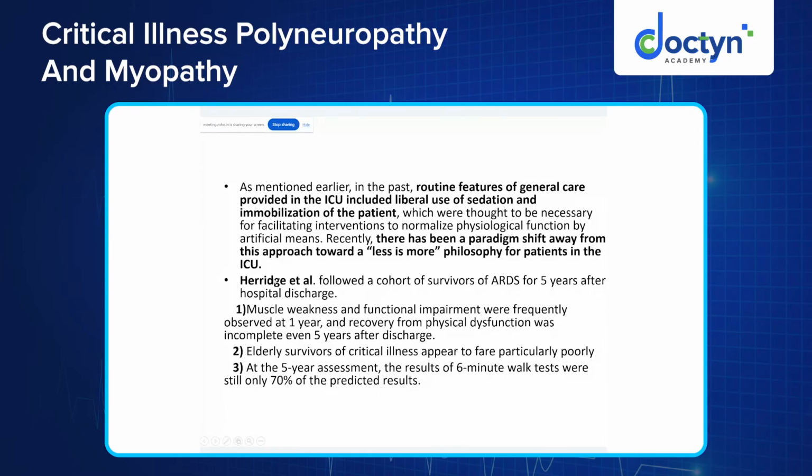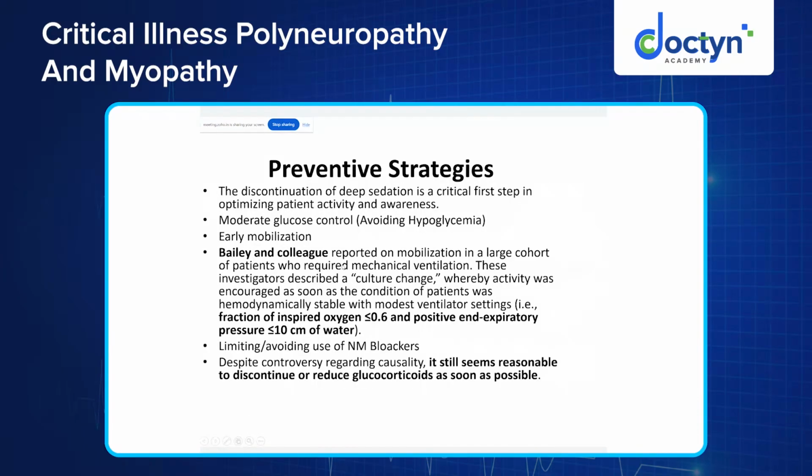There was a study for a cohort of survivors of acute respiratory distress syndrome for 5 years after the hospital discharge. So muscle weakness and functional impairment were frequently observed at period of 1 year, and recovery from the physical dysfunction was incomplete even 5 years after the discharge. So elderly survivors of critical illness appear to fare particularly poorly, and at the 5-year assessment, the result of 6-minute walk test were still only 70% of the predicted results.